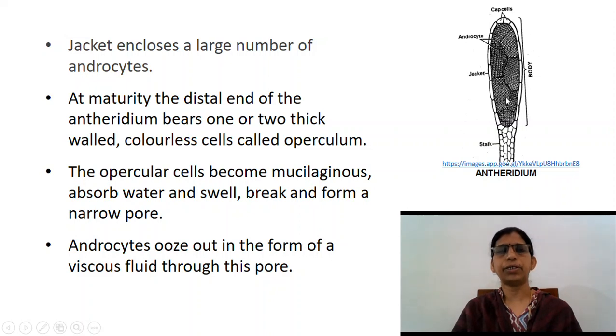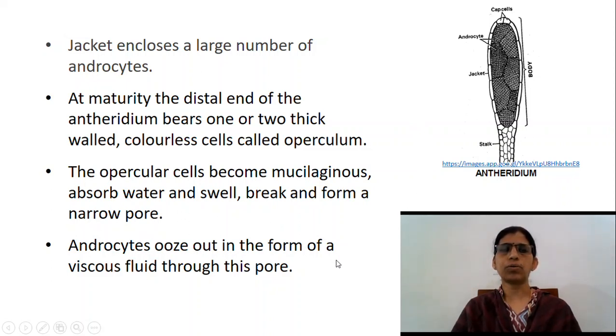At maturity, the distal end of the antheridium bears one or two thick-walled colorless cells called operculum. The opercular cells become mucilaginous, absorb water and swell. It breaks the connections with the neighboring cells and forms a narrow pore.